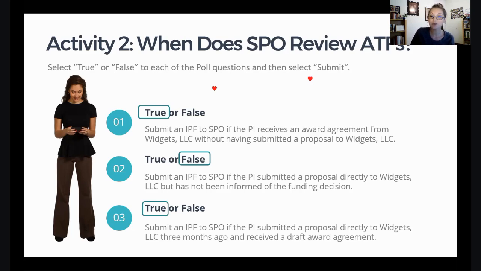And the third one is true, which most of you got as well. So submit an IPF to SPO if the PI has submitted a proposal directly to Widgets LLC 3 months ago and received a draft award agreement. So yes, you would then submit that to our office because in that case, you've got that award agreement even though it's a draft, and you know that they want to fund the project. So then it's time for us to start work.